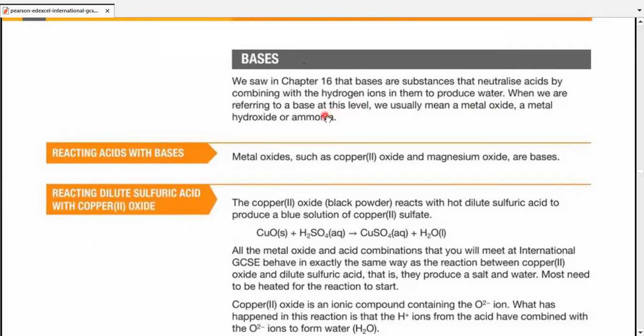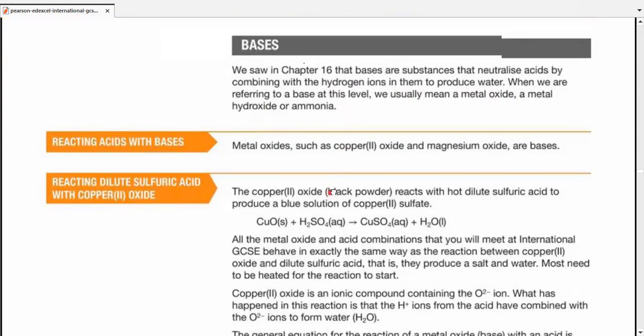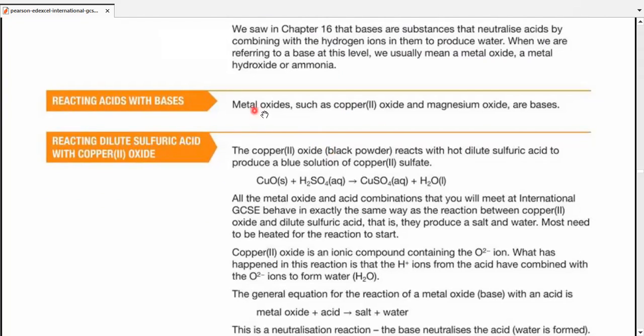Bases. We saw in chapter 16 that bases are substances that neutralize acids by combining with their hydrogen ions, and they produce water. When we are referring to the base at this level, we usually mean a metal oxide, a metal hydroxide, or ammonia. Now, reacting acids with bases: metal oxides such as copper oxide or magnesium oxide are bases.